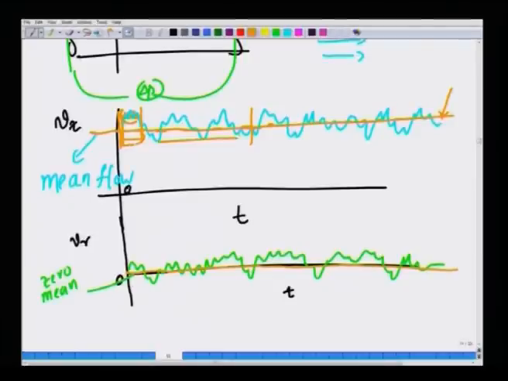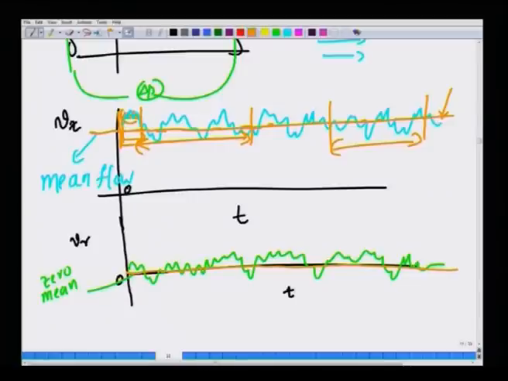So, you could take the mean in this time gap, or you could take the mean in this time gap, and the mean value will be the same, it will not be different for different times. So, the only criterion is that the extent of time over which you average should be sufficiently large compared to the time scale of fluctuations.